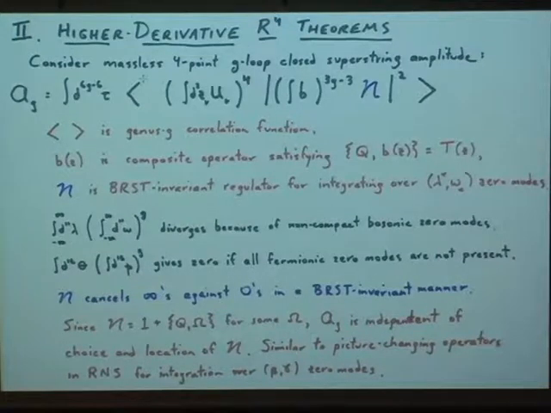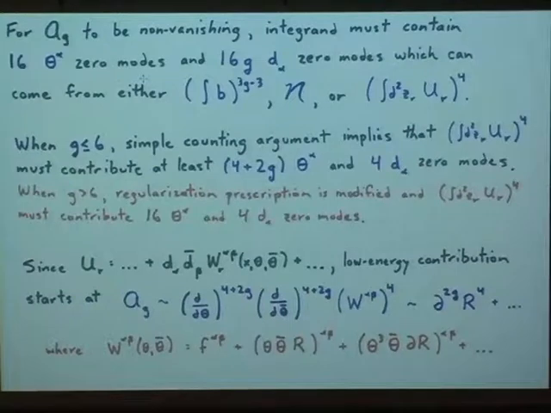Okay, so I'm not going to go into the details of this, but the computation of these higher derivative R to the fourth terms is easily done just by counting zero modes. So for this amplitude to be non-vanishing, the integrand must of course have all the zero modes, including the contribution from the regulator. So for the fermionic zero modes we have the 16 theta alpha zero modes.